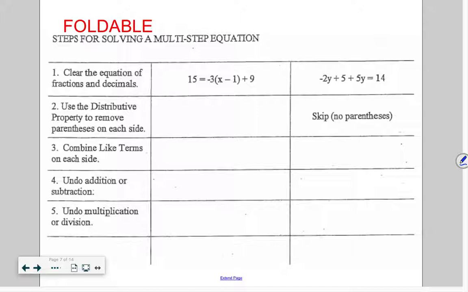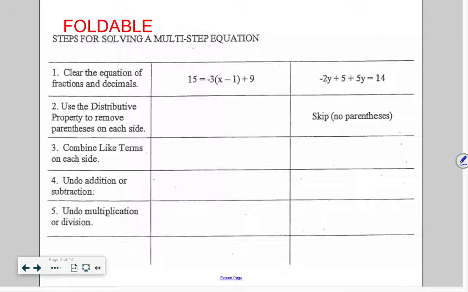2. You have to have the parentheses gone. So you're going to have to use the distributive property in order to rid yourself of all parentheses. Once parentheses are gone, combine your like terms on each side of the equation. Then you're going to undo addition and subtraction and undo multiplication and division. So once we get to step 3, you should be at a 2-step equation after that step. Then you're going to undo addition and subtraction and undo multiplication and division like we did with 1-step and 2-step equations.